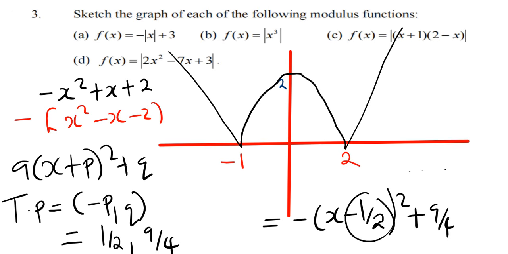However, of course, we have a turning point. Our turning point here is half, comma, let's say 9/4 is somewhere there. Alright, 9/4 is somewhere there. Initially, our graph was supposed to go down.